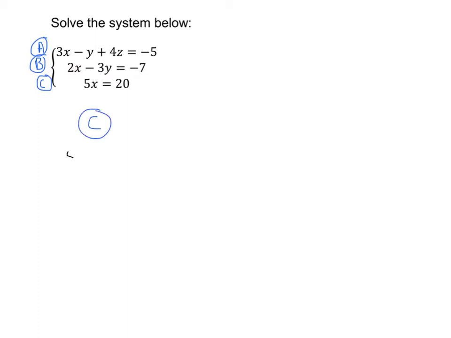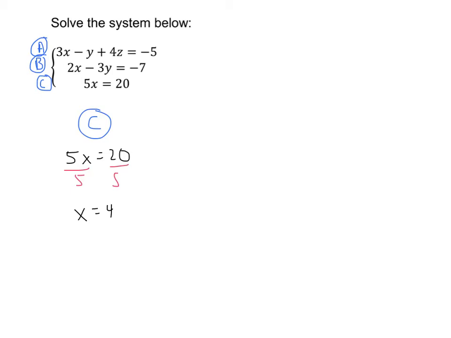C is the equation 5x equals 20. Why is this the most useful? Well, I only have one unknown. So if I only have one unknown, I can really easily solve this equation. I can just divide both sides by 5, and I found my x value. My x value is 4. So I already have one part of our ordered triple.